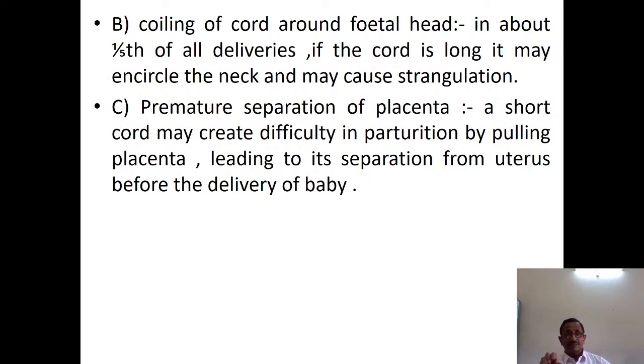Premature separation of the placenta. If this umbilical cord is short, there is a chance that during parturition, it can pull the placenta before the fetus comes out completely. That is, premature separation of the placenta can occur if the cord is short. So, if the cord is long, there is a prolapse of the cord which can lead to hypoxia of the fetus. And if the cord is long, there is strangulation of the neck of the fetus if the cord turns around the neck. And if the cord is short, there is a chance that premature separation of the placenta can occur.